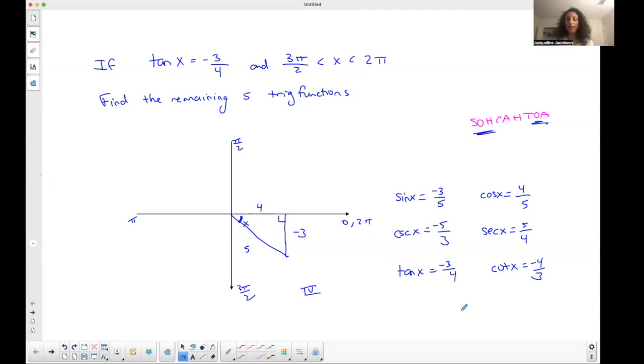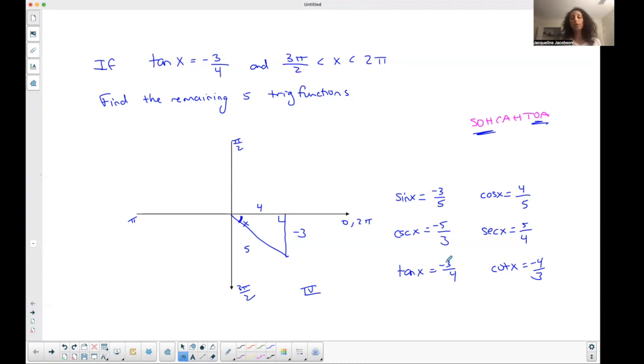And again, here's another trick: sine over cosine is equal to tangent. So a negative over a positive should be negative. So I'm constantly verifying things that I do with all the knowledge that I have of trigonometric functions.